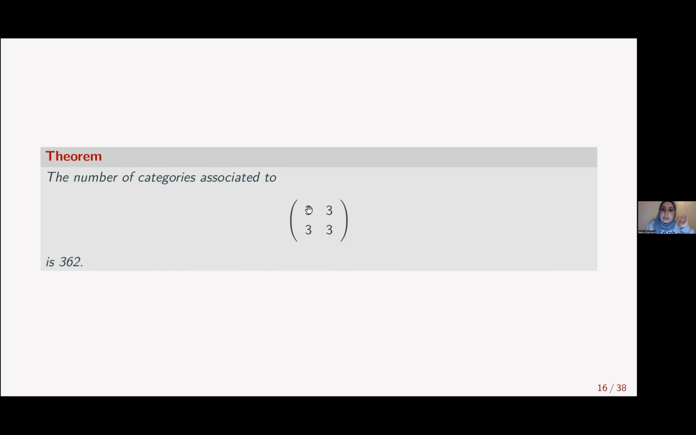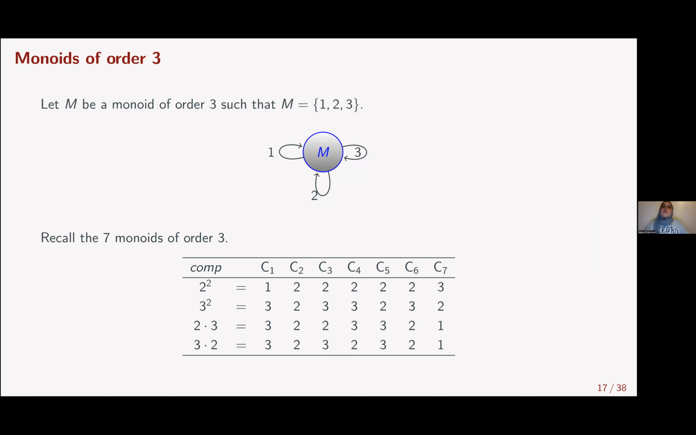So we will be interpreting the monoids of size 3 in order to understand what's happening to the category itself. If I have a monoid of size 3, I will call the elements 1, 2, and 3, and 1 is identity. And how many monoids of order 3 can we obtain? There are 7 monoids. So each column is a monoid.